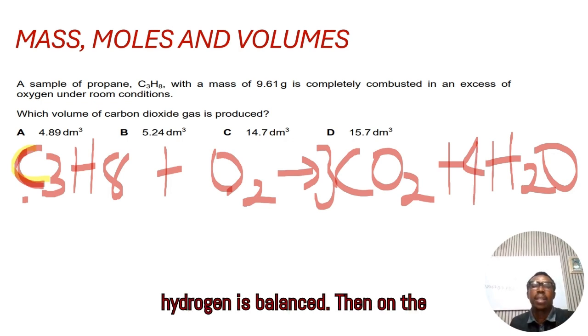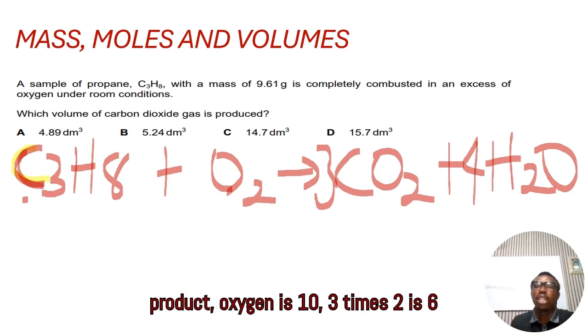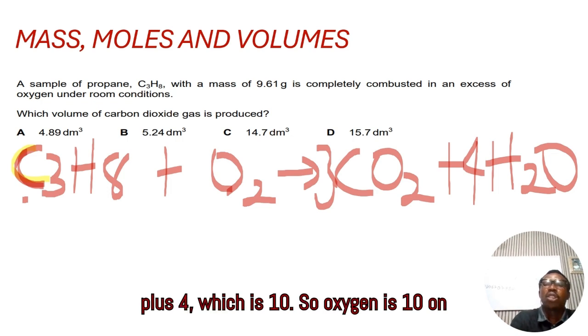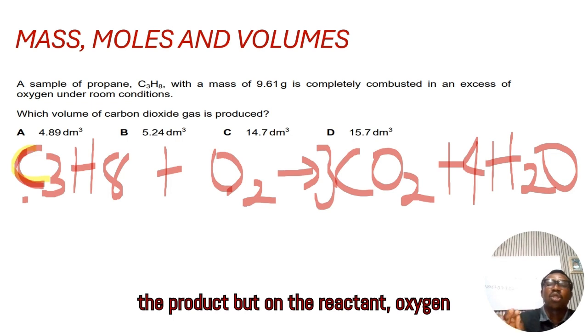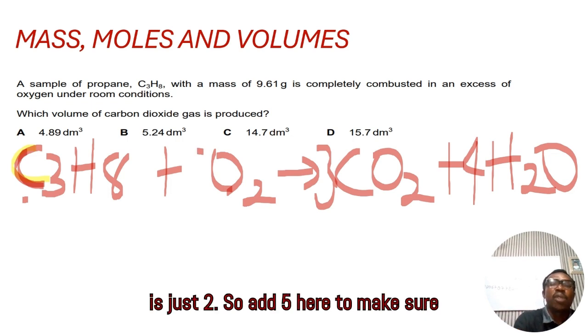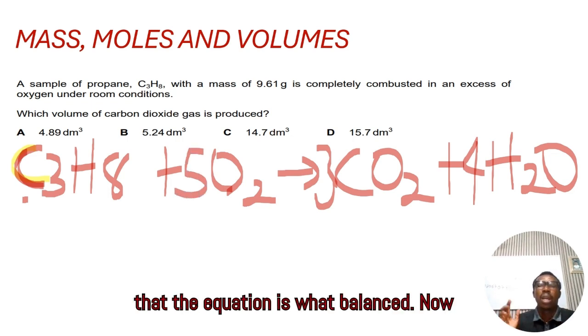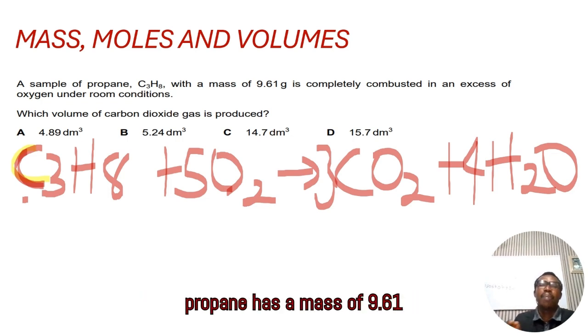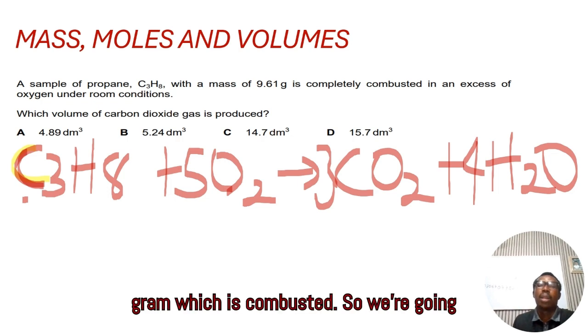So hydrogen is balanced. Then on the product, oxygen is 10. 3 times 2 is 6 plus 4, which is 10. So oxygen is 10 on the product, but on the reactant, oxygen is just 2. So add 5 here to make sure that the equation is balanced. Now from the question, they say a sample of propane has a mass of 9.618 gram, which is combusted.